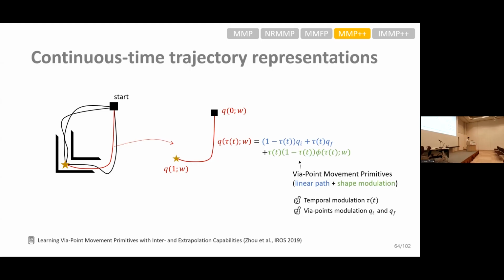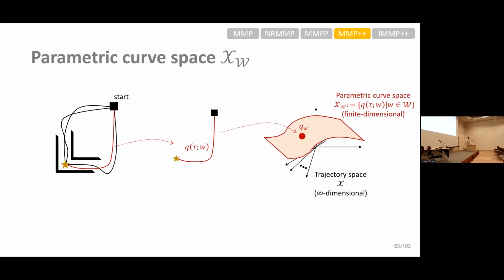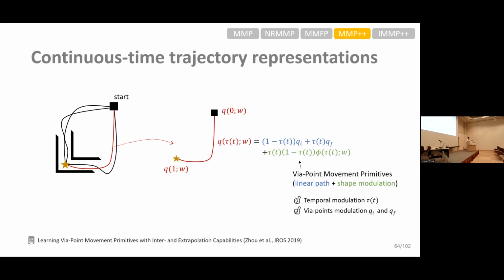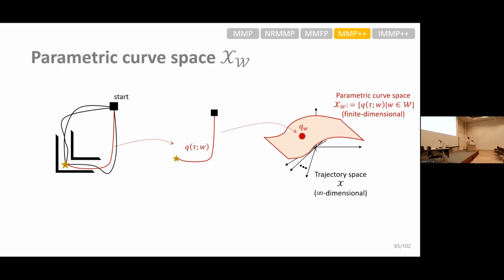Second, by adjusting the initial point and the final point, it is possible to modify the via points while approximately maintaining the trajectory's shape. So it has nice properties, and we would like to use this representation instead of discrete representations. Now let's consider the space that consists of all parametric curves, namely the parametric curve space.